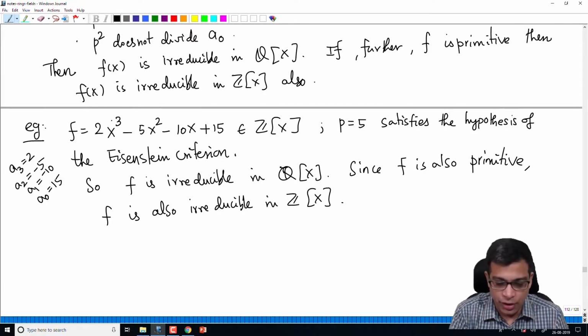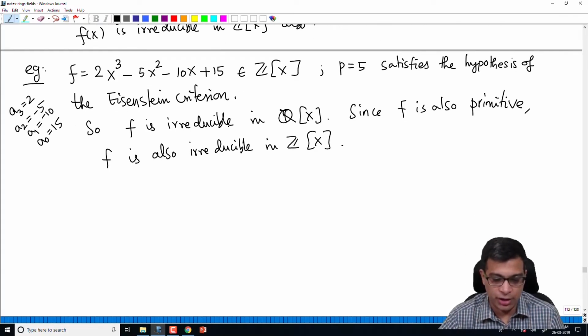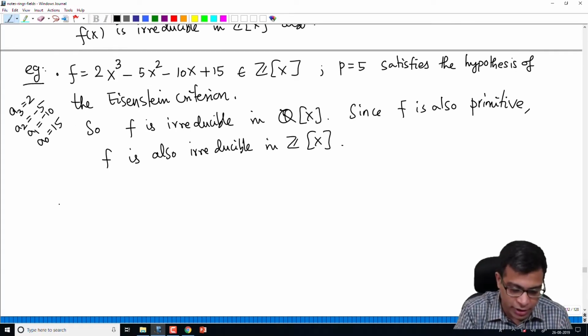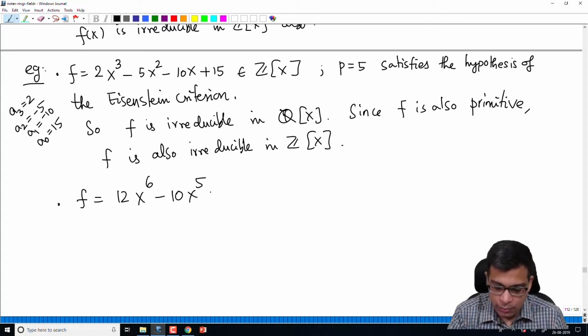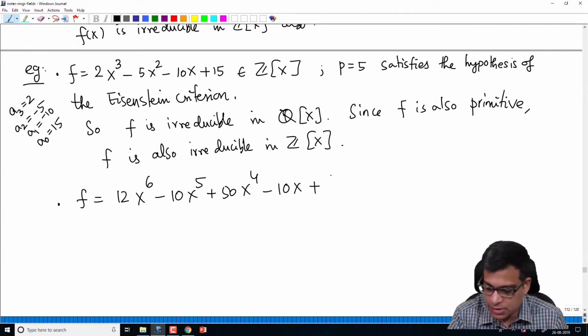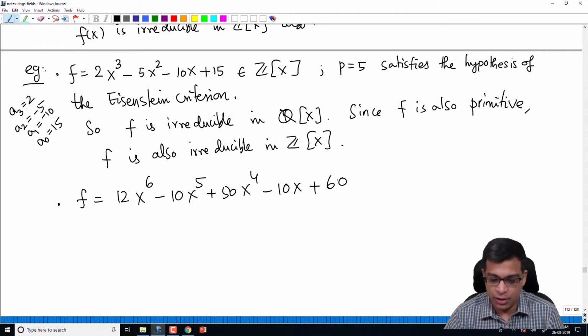See, this is a very useful criterion. As you can see, it may be very difficult in general to conclude irreducibility of polynomials. In this case, we have immediately concluded that it is irreducible. Similarly, we can take, for example, f as, let's say, 12x^6 minus 10x^5 plus 50x^4 minus 10x plus 60. I am just arbitrarily writing some polynomial.